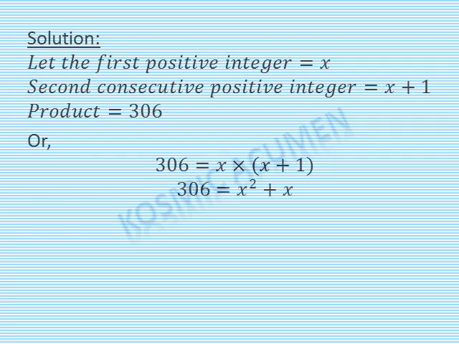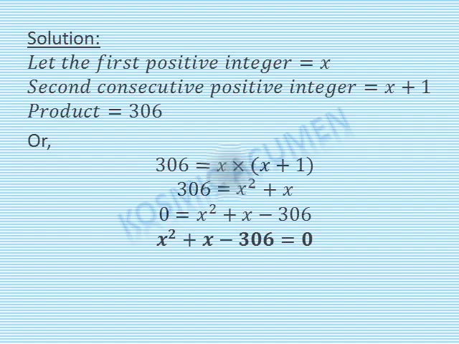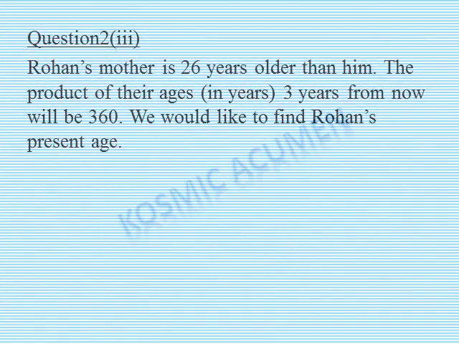On solving we get 306 is equal to x square plus x. Taking all the terms on one side, we have 0 is equal to x square plus x minus 306, and rearranging we get x square plus x minus 306 is equal to 0, which is a quadratic equation. Now, third part of the second question.